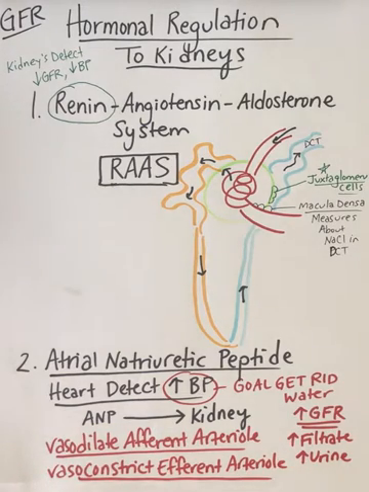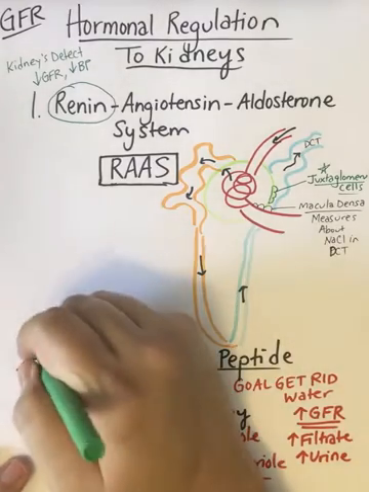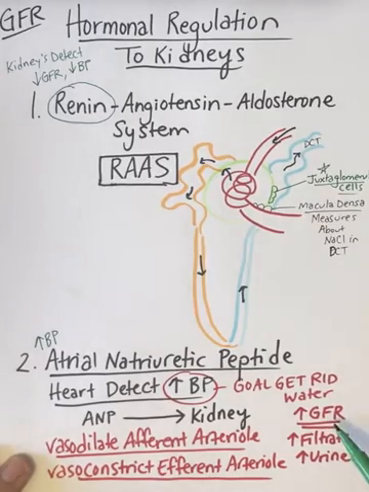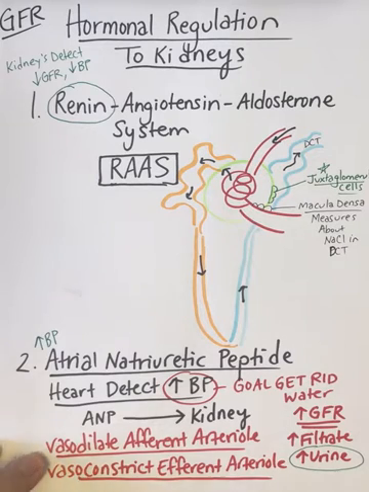So atrial natriuretic peptide is going to be produced when you have high blood pressure. So we increase the GFR, you increase the amount of urine, you get rid of water, then your blood pressure is going to drop.